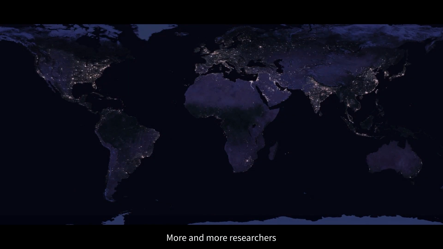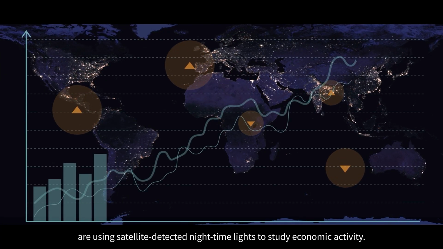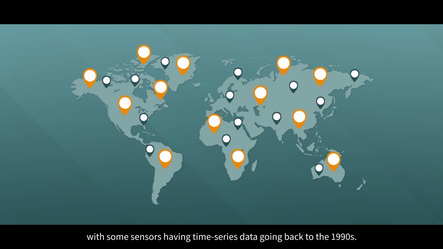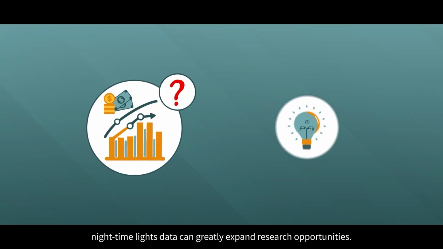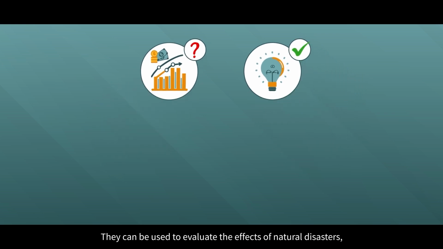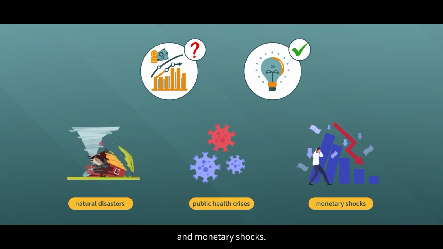More and more researchers are using satellite-detected nighttime lights to study economic activity. These data cover the populated world, with some sensors having time series data going back to the 1990s. If gross domestic product data are absent, nighttime lights data can greatly expand research opportunities. They can be used to evaluate the effects of natural disasters, public health crises, and monetary shocks.